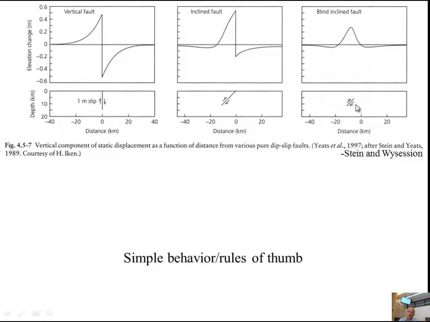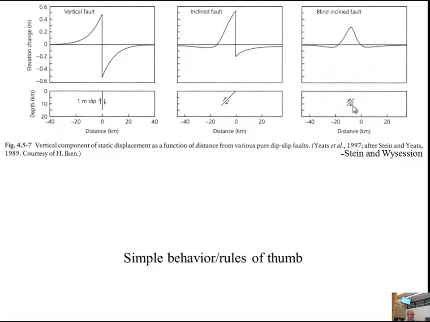You can also have the blind fault, so you can push this down deeper, and you see the effect. It kind of mutes the signal, and that's again an indicator of the depth to the source. So what I've been saying is the size of the source and the depth of the source influence the sharpness of the displacement at the surface. And that's something you should always take away.